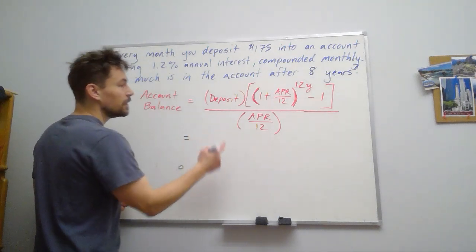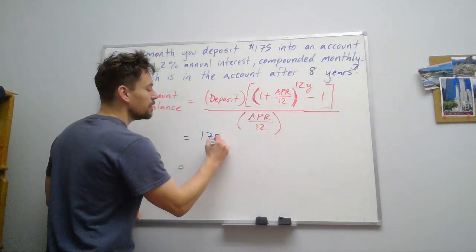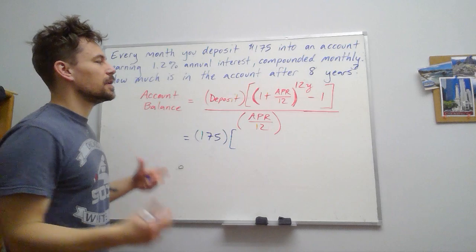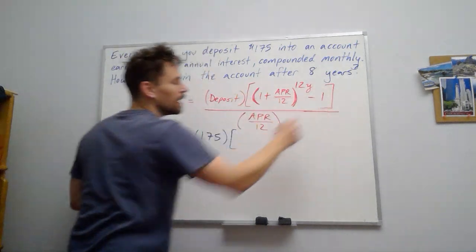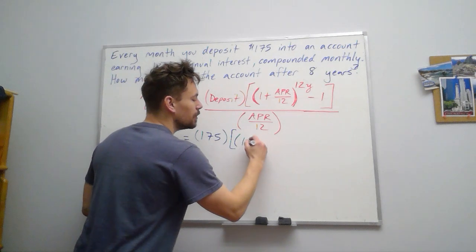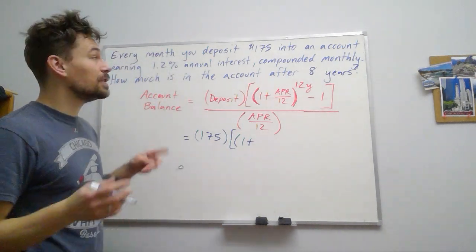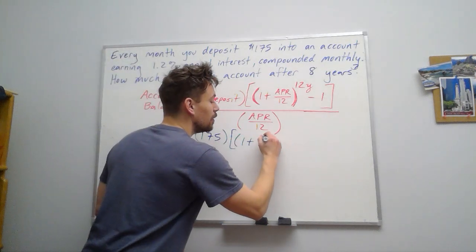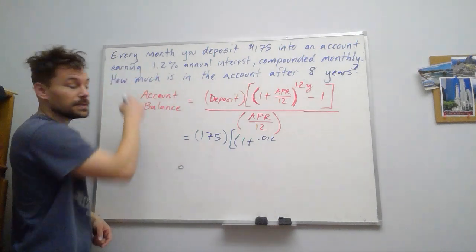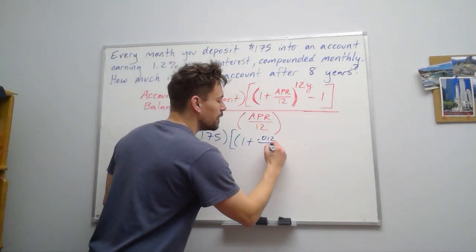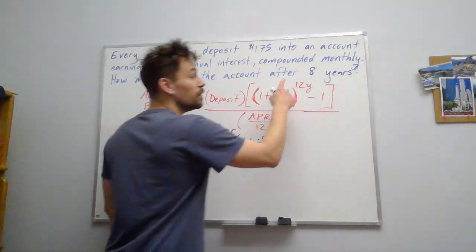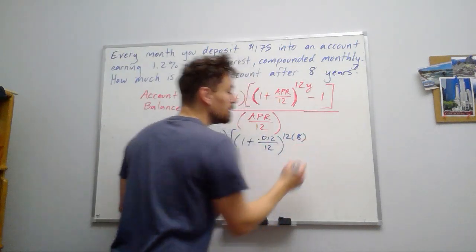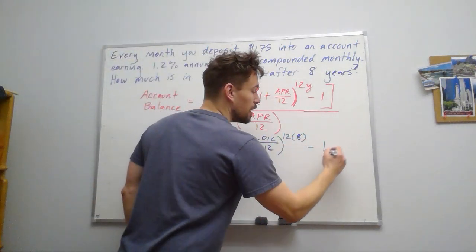So we have a regular deposit of 175. And then again, the brackets I'm just putting in for clarity, to note that we have parentheses and a big action happening here. So 1 plus, now let's be careful with our APR. We don't want to put in 1.2. We want to convert this to a decimal, so 0.012. Move that decimal over 2 places. So 0.012 divided by 12, to the 12y. Again, y in this case is measured in years, so 12 times 8. All of that stuff, we're going to subtract 1.